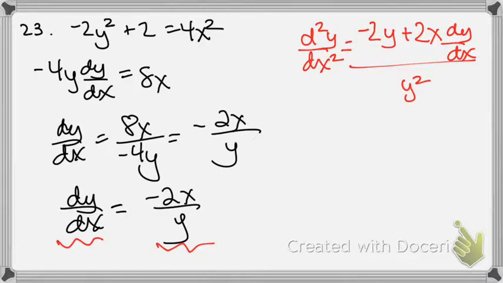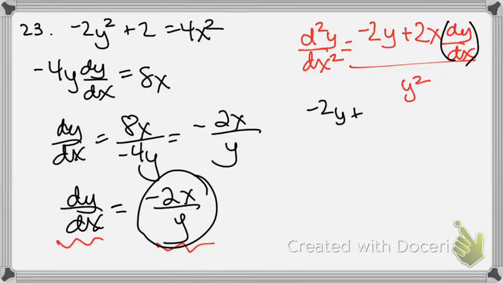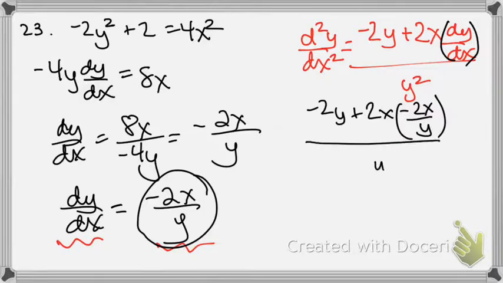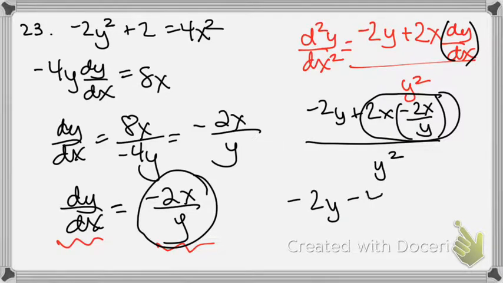Now replace this dy/dx with what dy/dx equals. So we have negative 2y plus 2x. Replace that dy/dx with a negative 2x over y. Simplify this. You could have done that at the same time. Multiply that across. You get negative 4x squared over y.